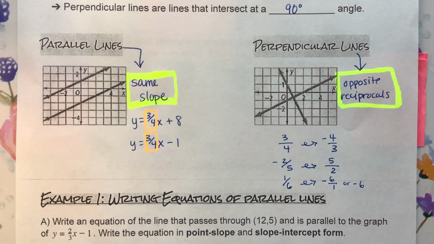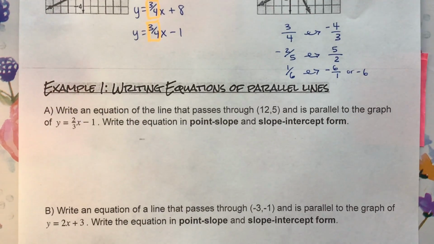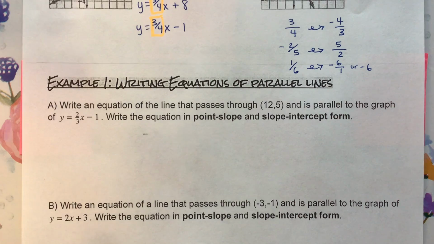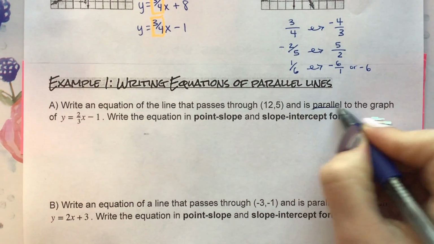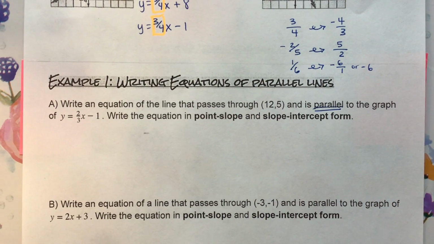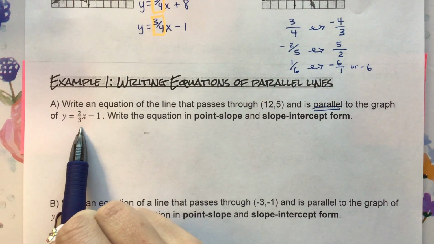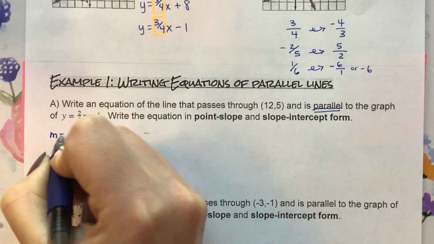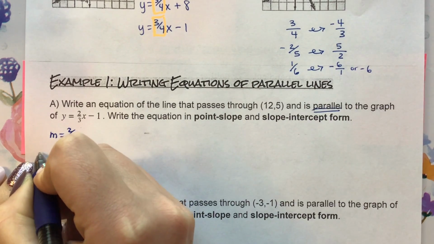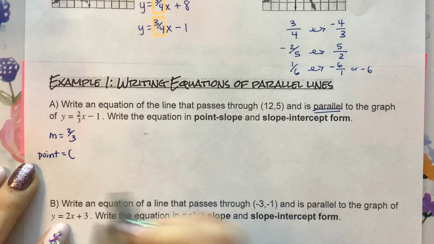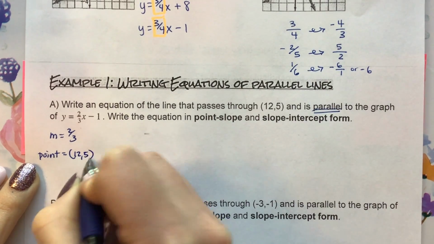So now we're going to write some equations of lines using this information. For example 1, it says write an equation of the line that passes through the point (12, 5) and is parallel to the graph of y is equal to 2/3 x minus 1. It wants us to write it in point slope and slope intercept. Well, if it's parallel to this guy, then I need a slope of 2/3. So now I know two things about my line. I know m is equal to 2/3, and I know my point is (12, 5).